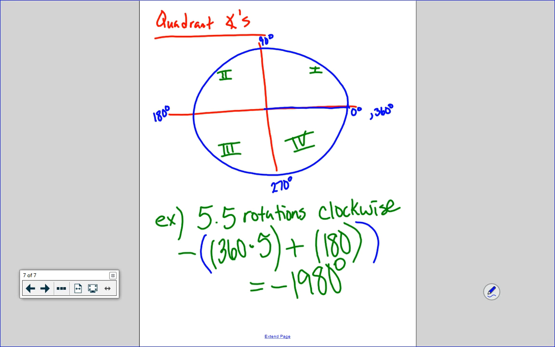Now, Keaton just said, well, can't I just take 360 times 5.5? Yes. You can just multiply by 360. Technically, if you wanted to, you could do it in one calculation, take negative 360, because it's clockwise, times 5.5, and you get negative 1980. The big key to whether it's positive or negative is that last word.